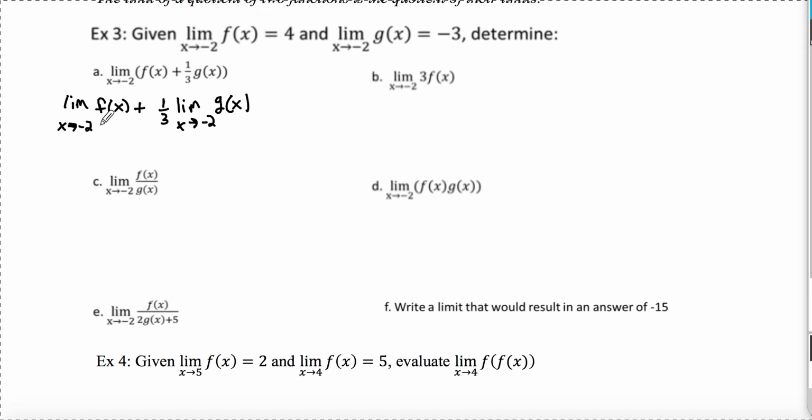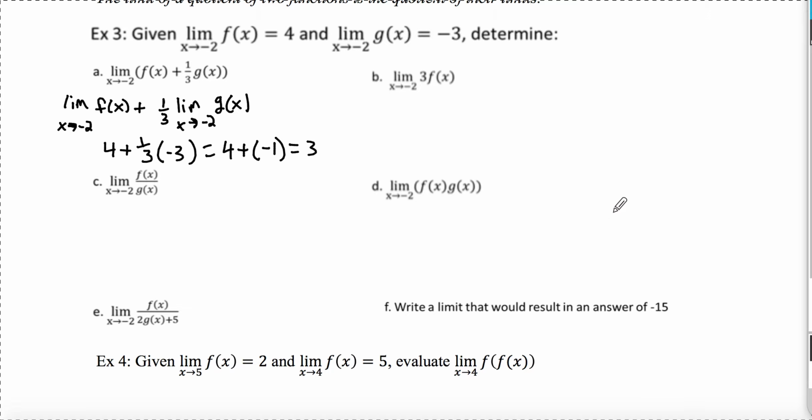And that's not too bad, because we know this first limit is 4 plus 1/3 times this limit here. Limit as x approaches -2 of g of x is -3. It looks something like this, right? All right, and then that becomes really easy to do. 4 plus -1 or 4 minus 1, right, will give us a limit of 3.